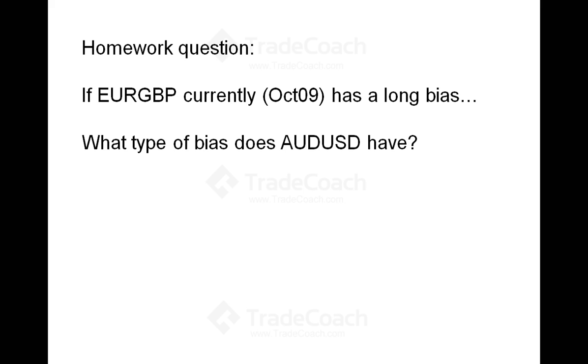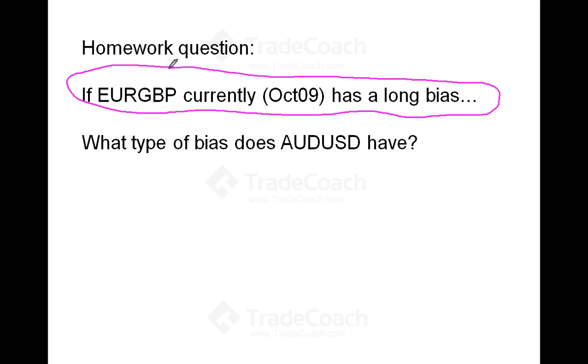A new question for you for this week, which is if Euro GBP overall has a long bias from the context of hourly charts anyway, what type of bias does AUD USD have? Most of you should probably pick that off the bat. Some of you might need the week to figure it out.